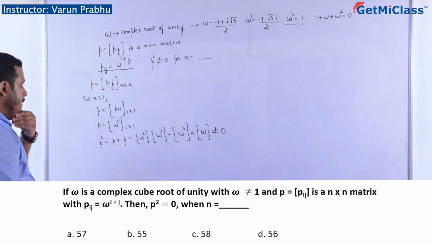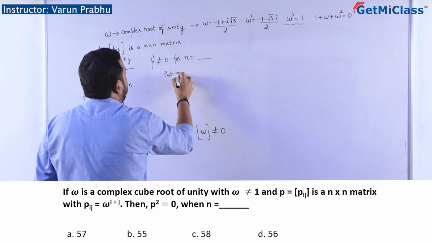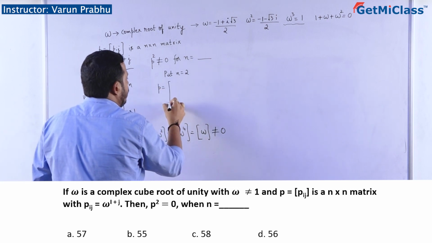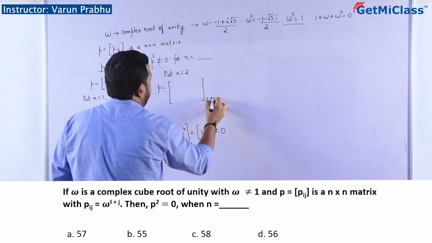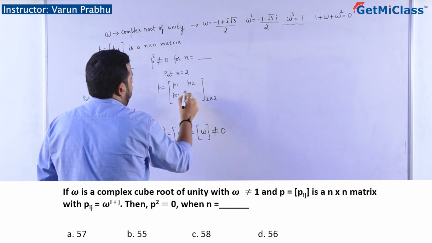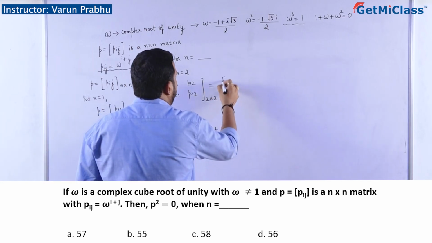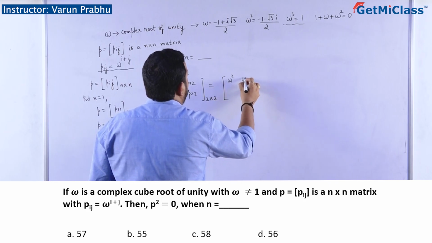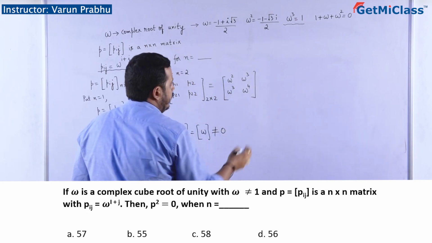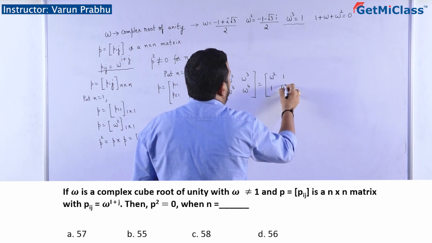Similarly, if I put n is equal to 2, what do you get? When you put n is equal to 2, the matrix P will be a 2 cross 2 matrix. So I can write P11, P12, P21 and P22. P11 will be omega to the power of 2, then omega cube, and omega to the power of 4, which can be written as omega square, 1, 1 and omega.